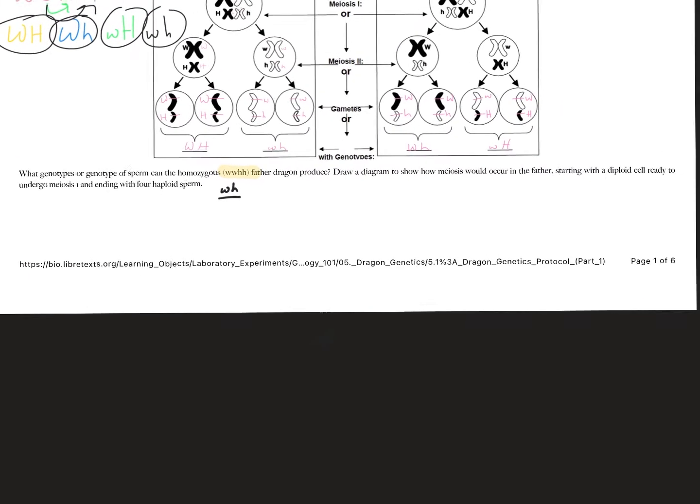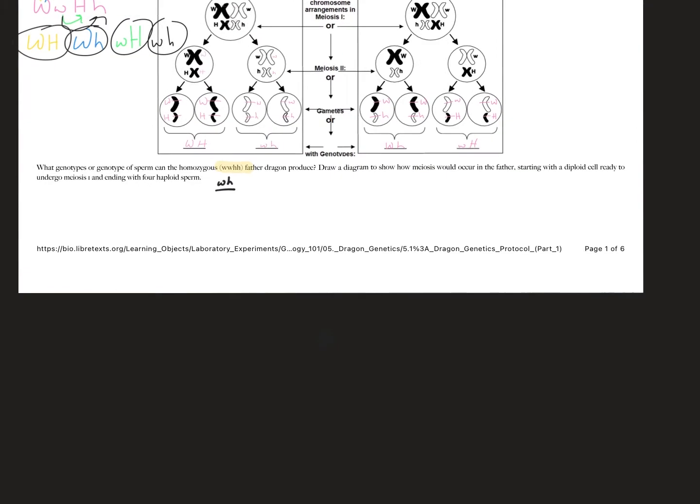Draw a diagram of how meiosis would occur in the father, starting with a diploid cell ready to undergo meiosis 1 and ending with 4 haploid sperm. So they basically want you to do what they did here.